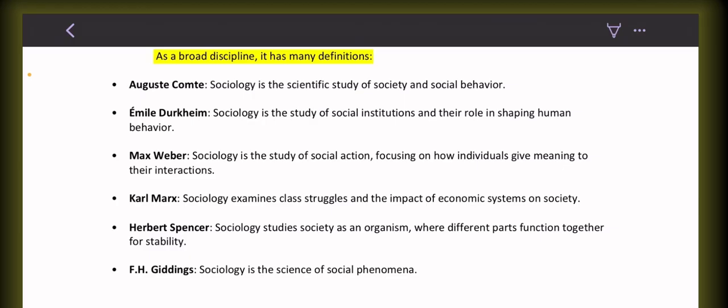According to Emile Durkheim, sociology is the study of social institutions and their role in shaping human behavior. According to Max Weber, sociology is the study of social action, focusing on how individuals give meaning to their interactions. According to Karl Marx, sociology examines class struggles and the impact of economic systems on society. According to Herbert Spencer, sociology studies society as an organism, where different parts function together for stability. Now, what does F. H. Giddings say? Sociology is the science of social phenomena.